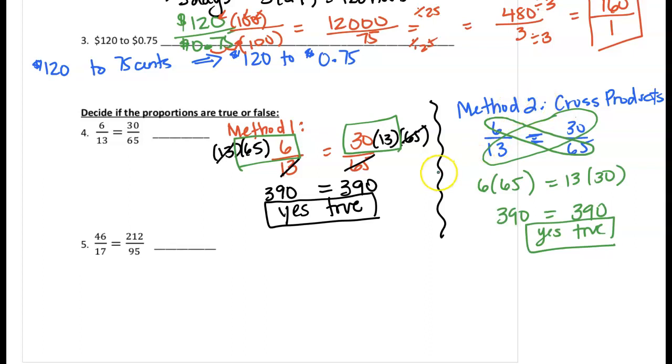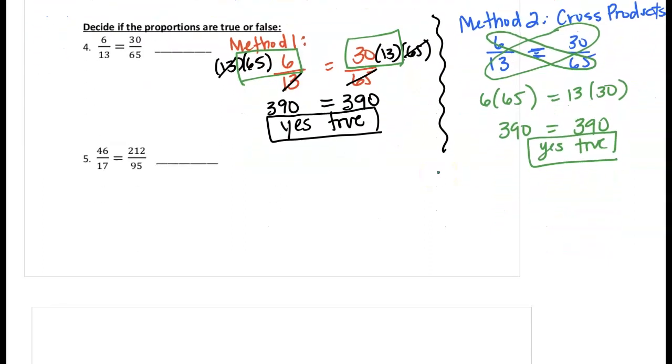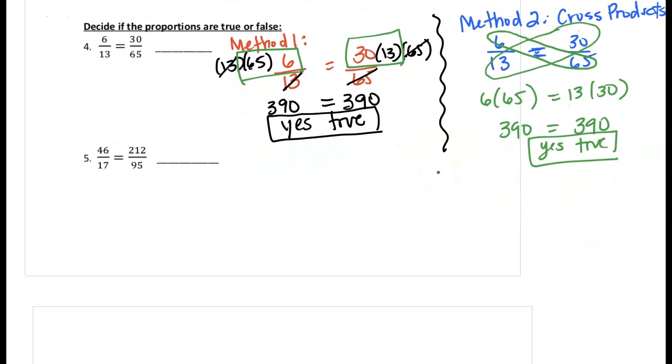Let's go ahead and try number 5. 46 over 17, and we want to know, is that equal to 212 over 95? I'm going to go with that shortcut of cross products because we do have a fraction equal to a fraction. So multiplying along the diagonal over the equal sign, we have 46 times 95. And along the diagonal over the equal sign, we have 17 times 212.